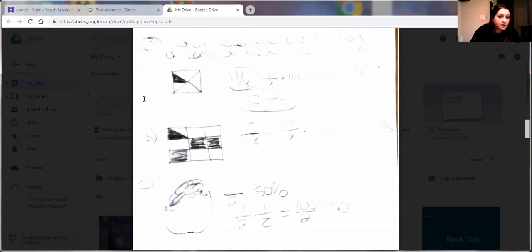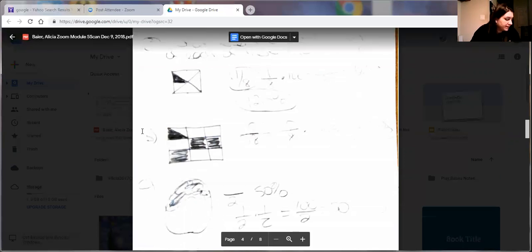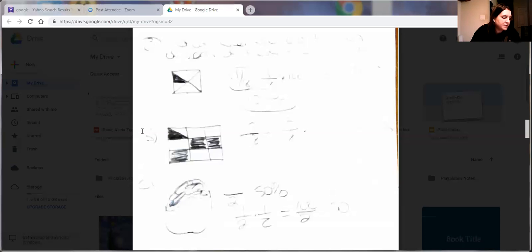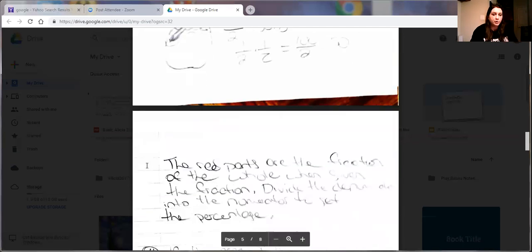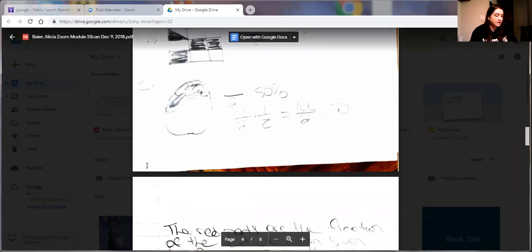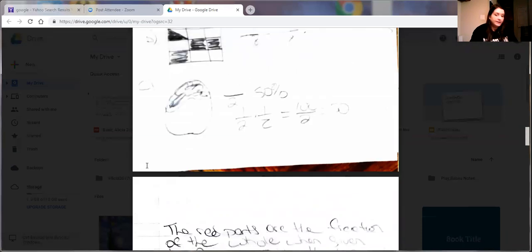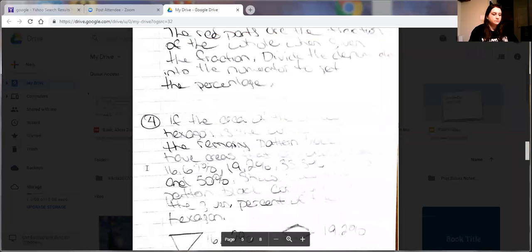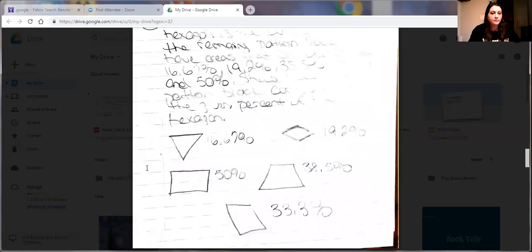B is the rectangle broken down. 7/18 times 100 is 700 over 18. So broken down, that is 39%. And we have this circle here, which is a half. And a half equals 100 over 2. So that's 50% of the circle.